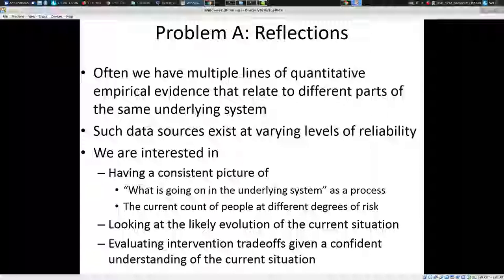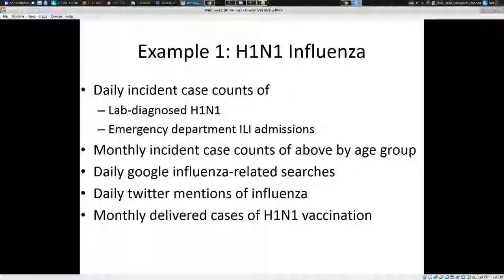And one of the foremost motivations here is we want to be able to use the model of the underlying system to evaluate trade-offs between interventions. But we want to do it in a way that is true to the current context, to the current situation. So an example here is you might have something like H1N1 influenza, and we have data on incident case counts, for example, of lab-diagnosed H1N1 cases and maybe emergency department influenza-like illness admissions.